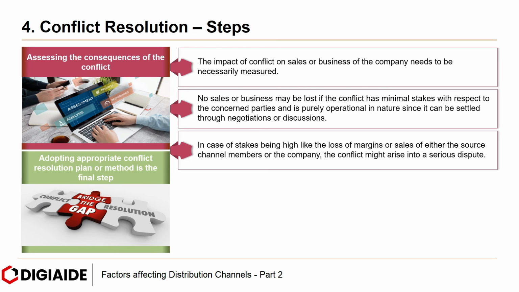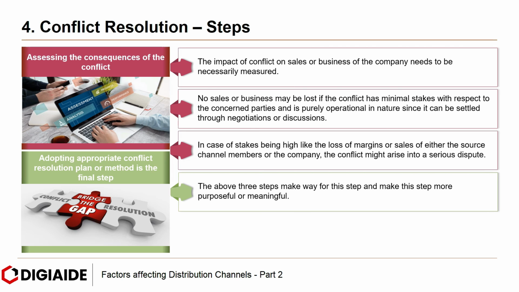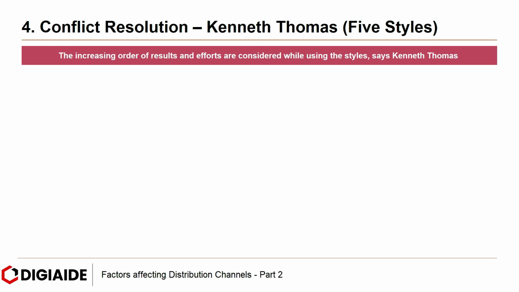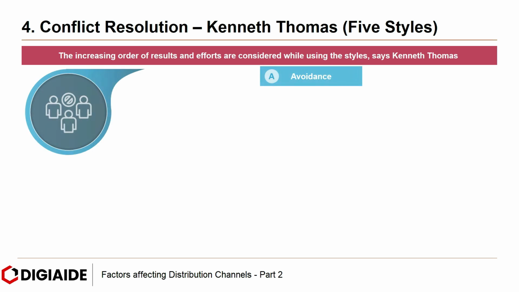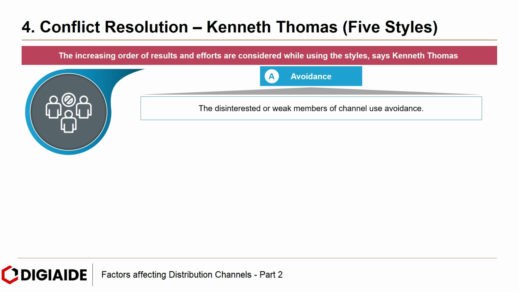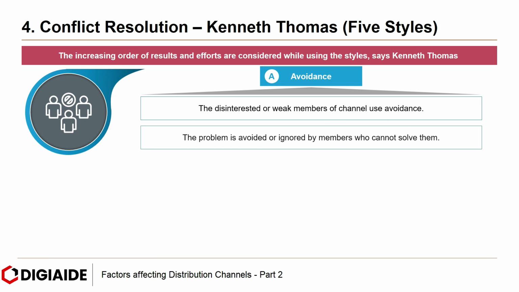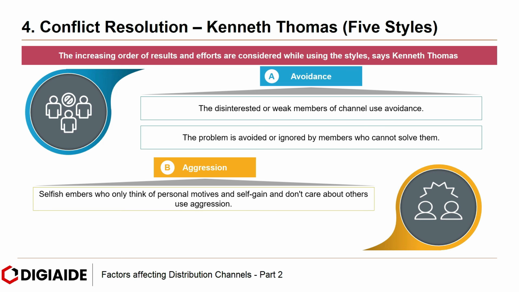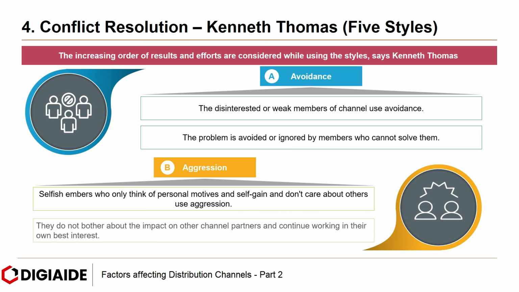And finally, adopting an appropriate conflict resolution plan or method is the final step. The above three steps make way for this step and make it more purposeful or meaningful. This can be explained in detail with the help of Kenneth Thomas' 5 styles of conflict resolution. First, avoidance. The disinterested or weak members of the channel use avoidance. The problem is avoided or ignored by members who cannot solve them. Next, aggression. Selfish members who only think of personal motives and self-gain and don't care about others use aggression. They do not bother about the impact on other channel partners and continue working in their own best interest.